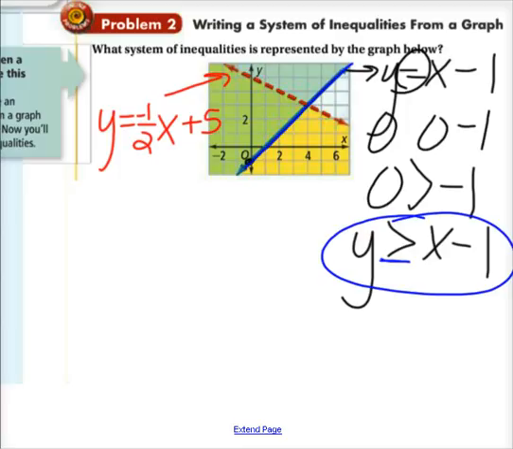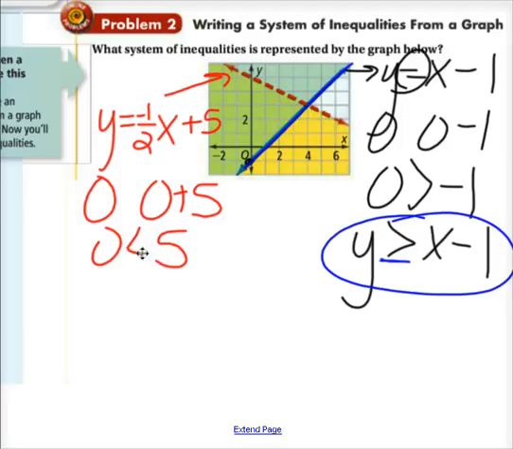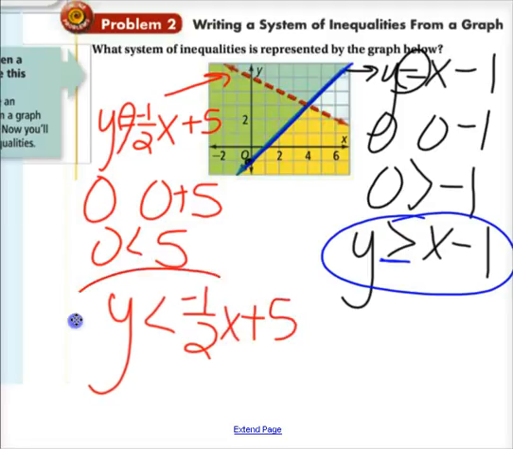So 0, 0 must have been a solution. I'm going to put that in. 0 and 5. For this to work, 0 is less than 5. So I'm going to put that in for my equal sign. y is less than negative half x plus 5.